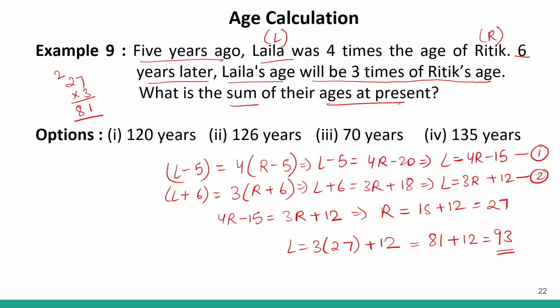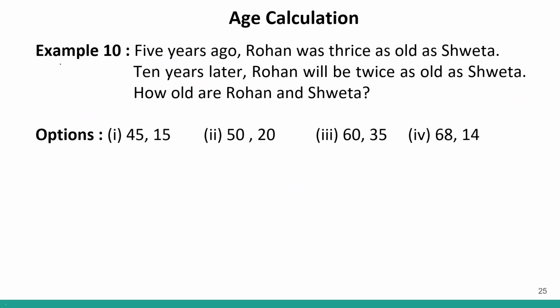Correct? So Laila's age is 93 and Ritik's age is 27. So we have to find the sum of their age. So sum of their age will be 93 and 27. This will be 10 and 10 plus 2 is 12. So the sum of their age is 120, which is option number 1. So option number 1 will be the correct answer. Clear?